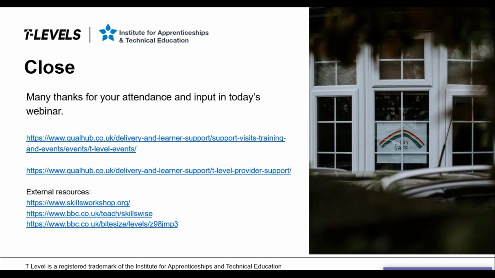So as I say, those are the links to the T-level support pages and the websites that you might find useful to support English and maths skills development.